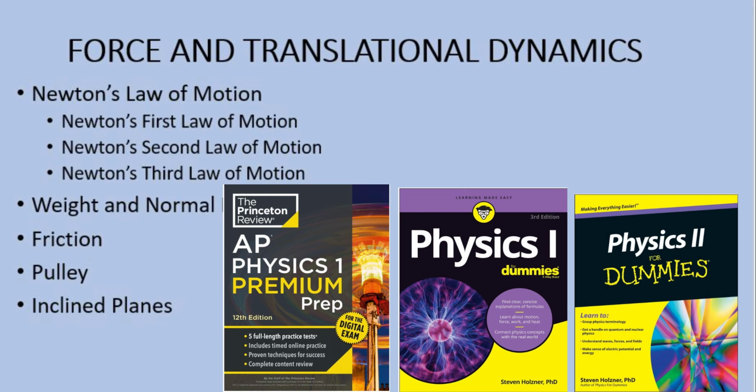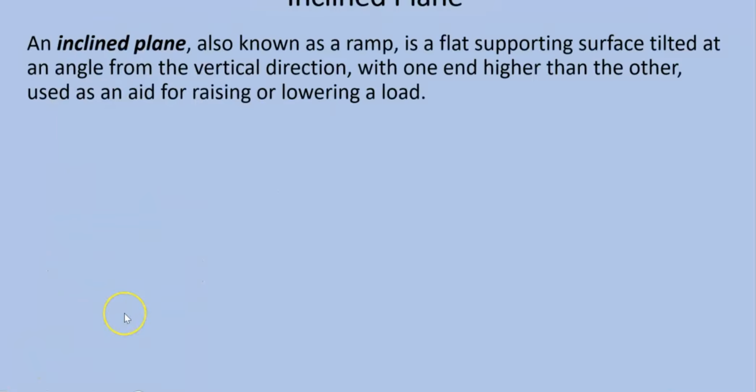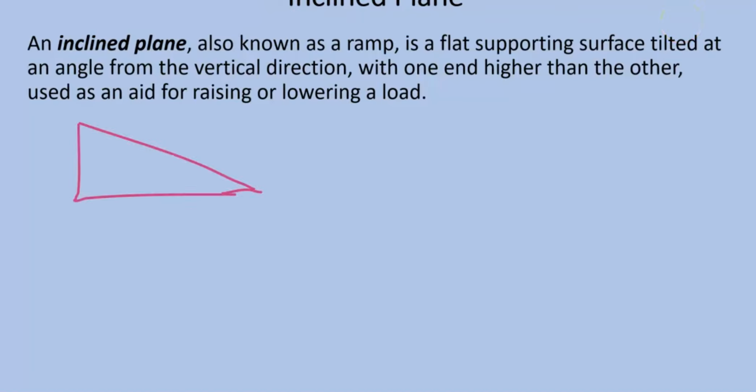Okay, now let's continue with the lesson. First, what's an inclined plane? An inclined plane is also known as a ramp. So let's draw a ramp. The ramp of a car is an inclined shape. An inclined plane can be drawn in that form. It's like a car ramp.